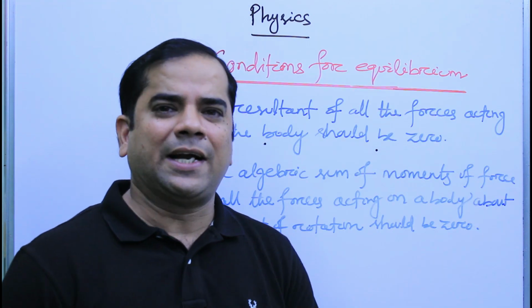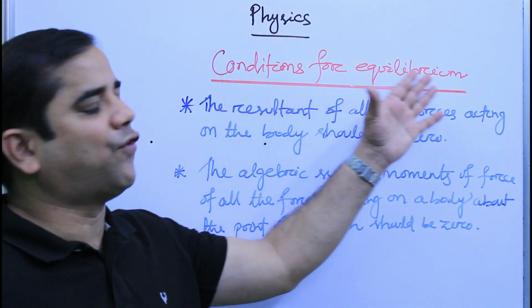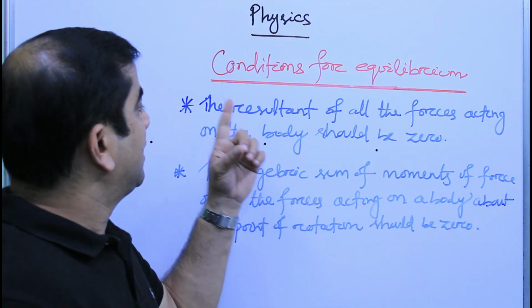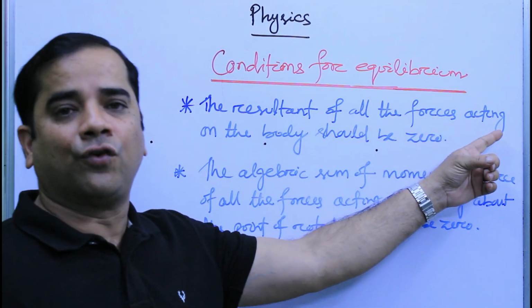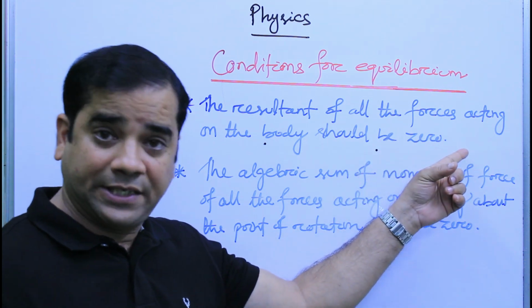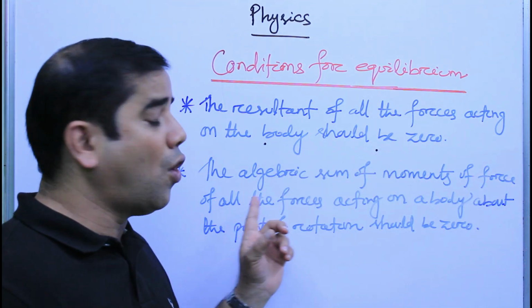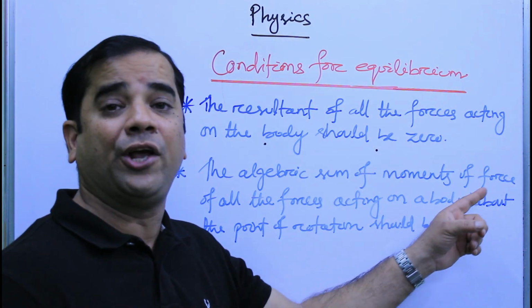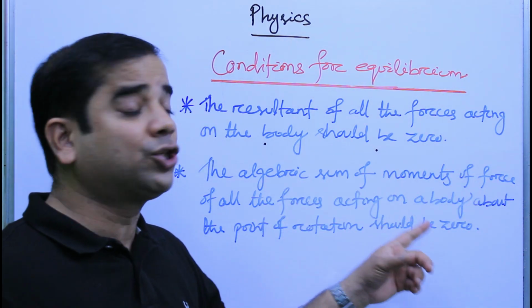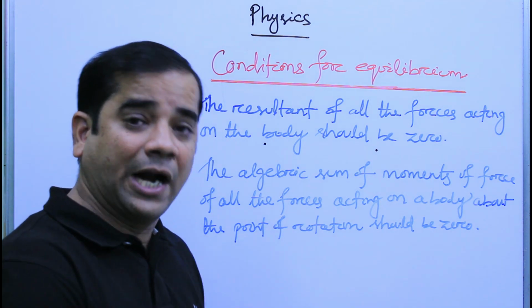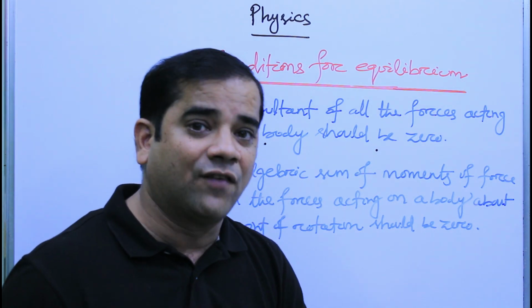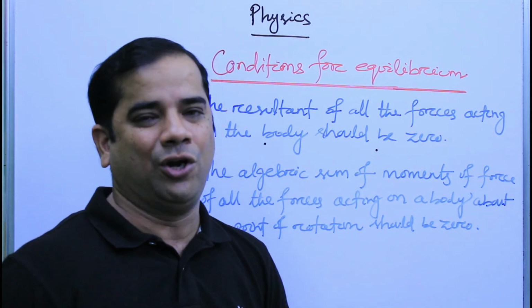Okay, students, let us now discuss the conditions for equilibrium. The resultant of all the forces acting on the body should be 0, and the algebraic sum of moments of force of all forces acting on the body about the point of rotation should be 0. These are the two conditions that are to be satisfied for a body to be in equilibrium.